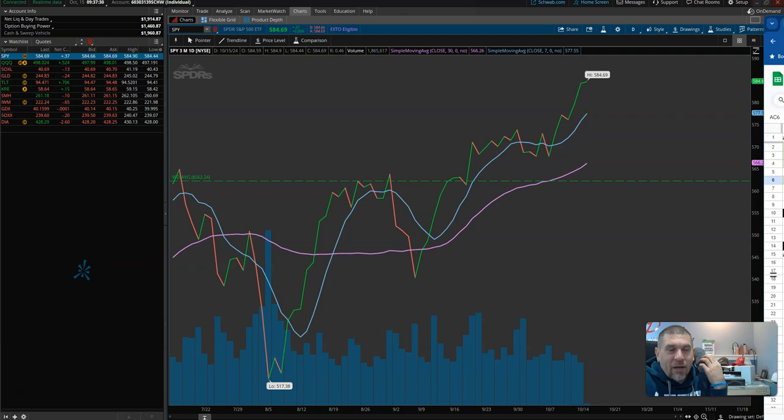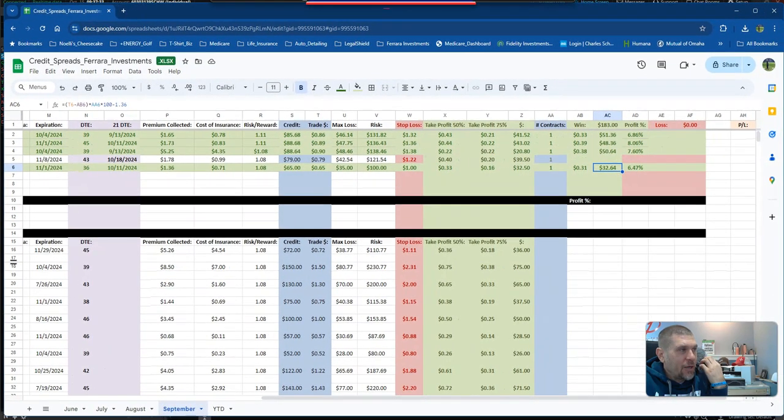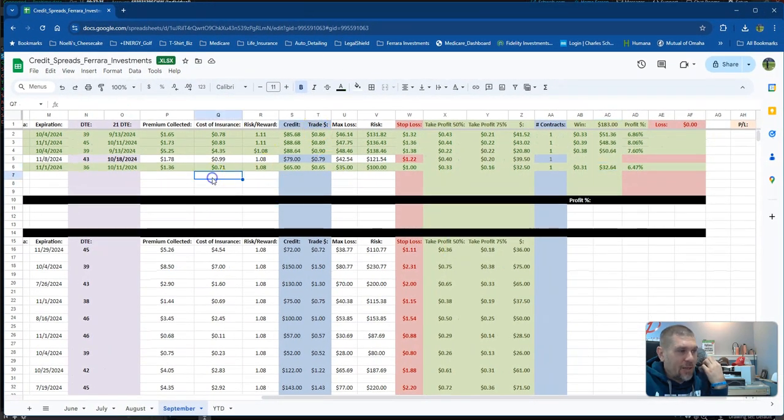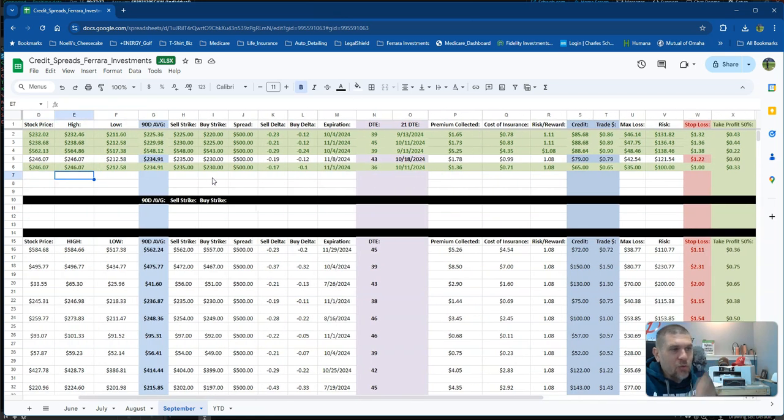All right. The last thing I want to point out before I let you guys go here is the 21 days to expiration. You always want to know your 21 days to expiration. And here's why it's important. 21 days to expiration is when theta really starts to fall off. So theta is going to work in your favor.